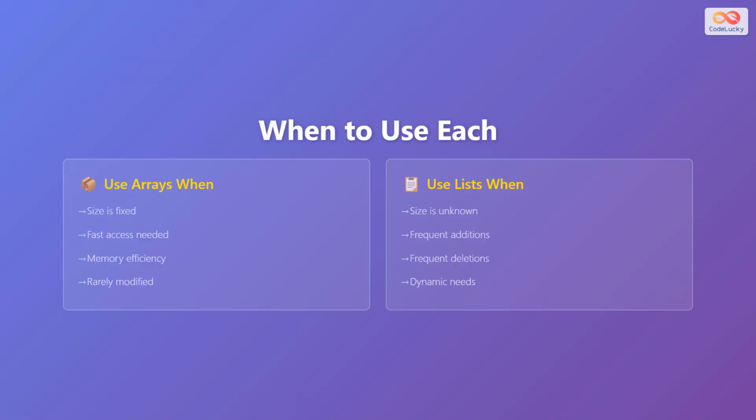Use arrays when the size is known and fixed, you need fast access to elements, memory efficiency is important, and the data is rarely modified. Use lists when the size is unknown or changes frequently, you need to add or remove elements often, dynamic behavior is required, and you prioritize flexibility over memory efficiency.